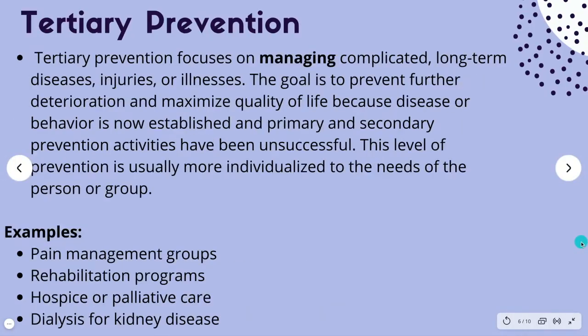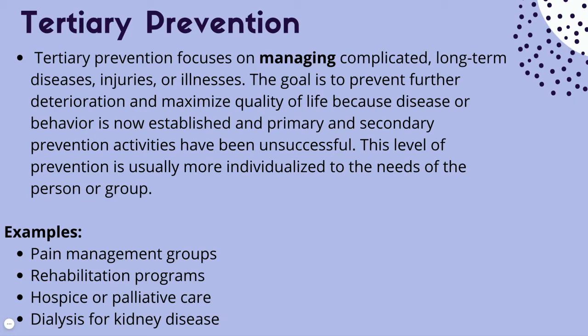Then the last type of prevention, remember this was the very tip of that triangle. This is when the disease or the behavior has progressed. And here it's all about manage it. You want to manage this disease. You want to focus on quality of life. So you're managing those long-term illnesses, those long-term symptoms, those long-term injuries.